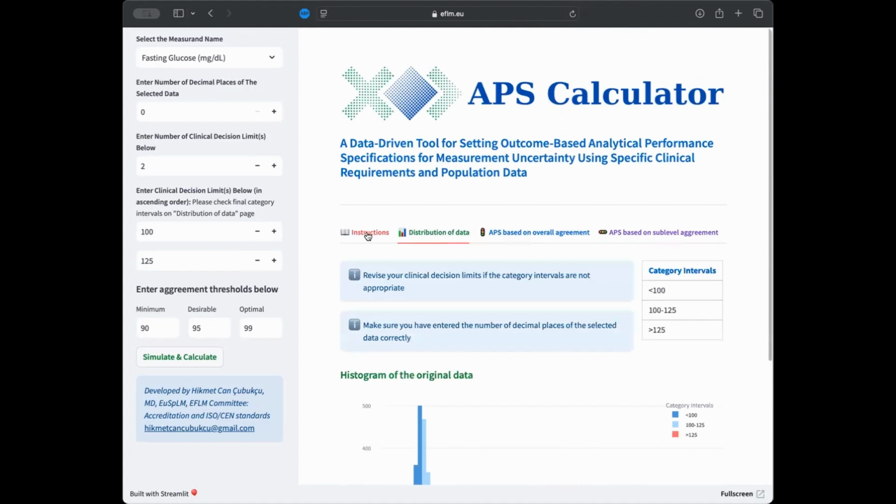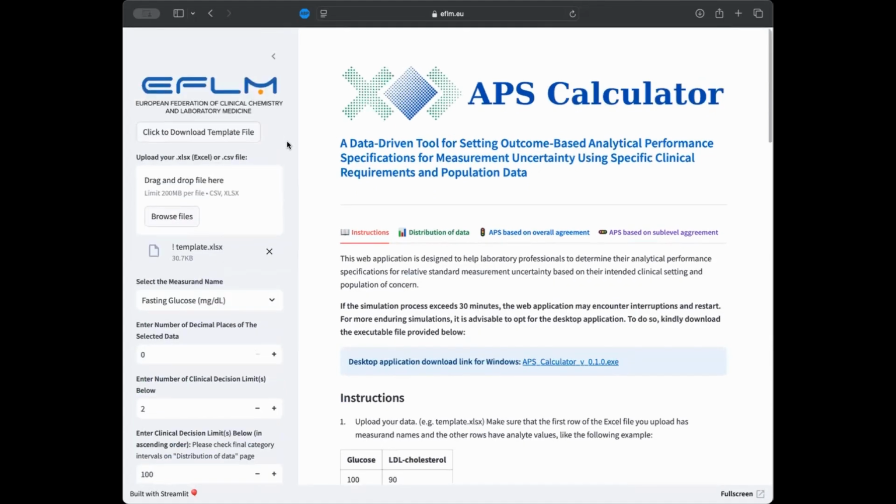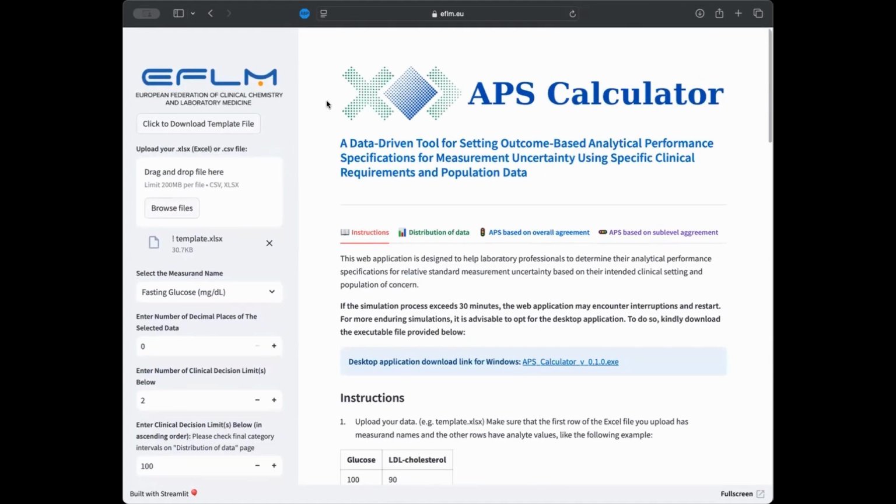So this is the overall recap of how to use this APS calculator. Thank you very much for your consideration.